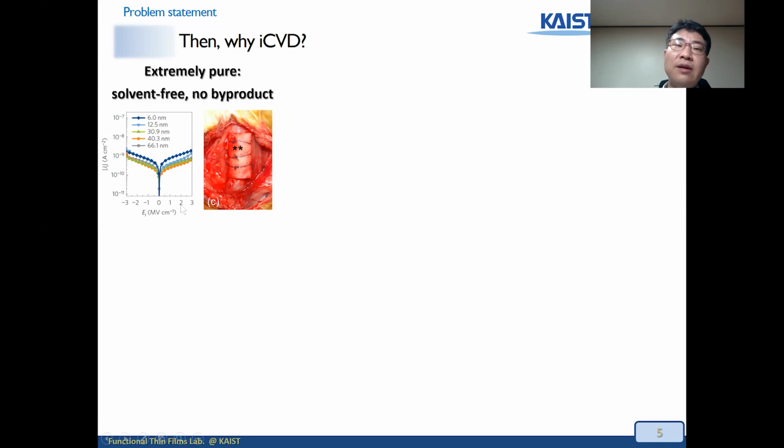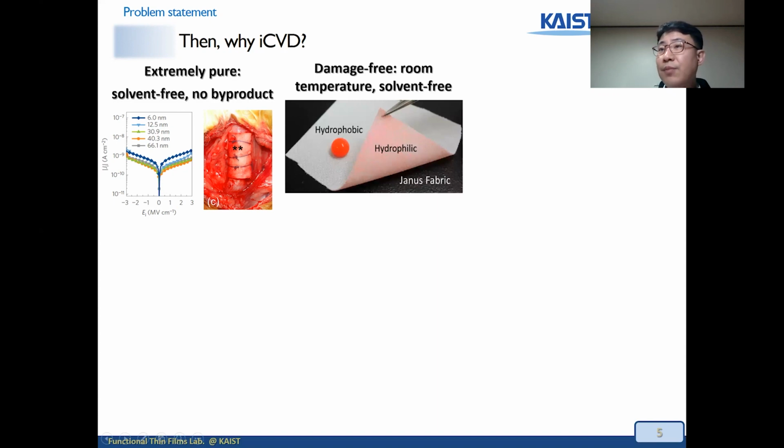And that is critically important for electronic device applications, which are majorly governed by the level of impurities, and for biomedical applications, where this kind of byproduct may be very toxic for the tissue or any bioorganism. And secondly, the process temperature of the substrate is near room temperature. It is around 10 degrees C up to 40 or 50 degrees C, and we don't use solvent.